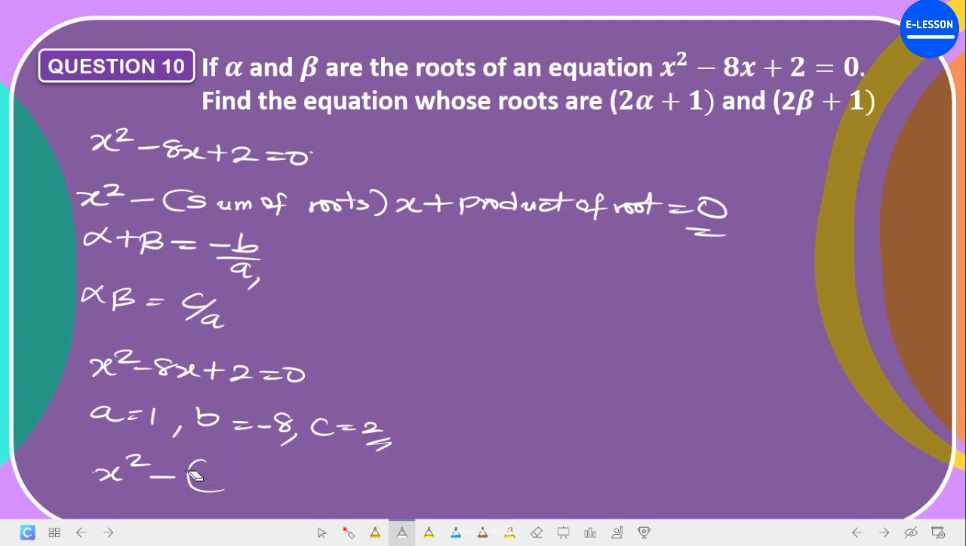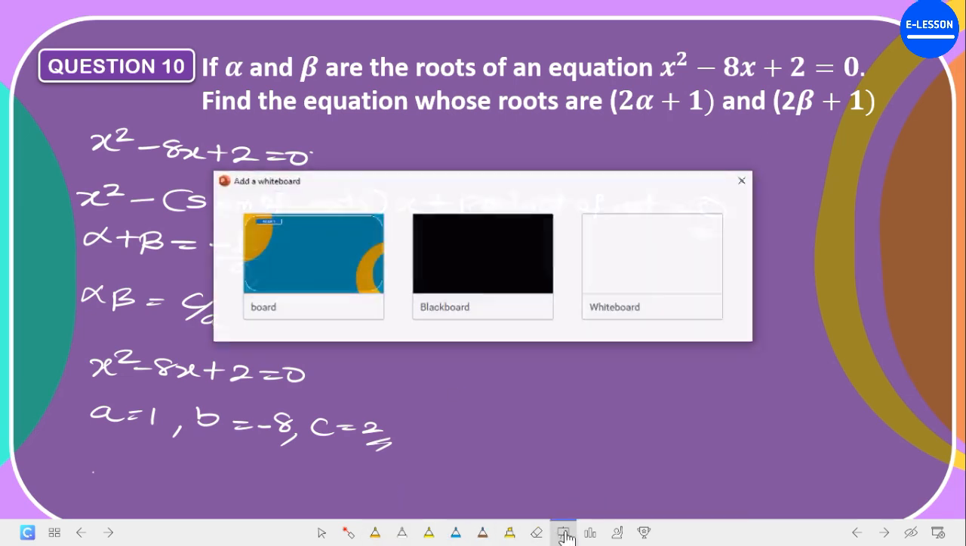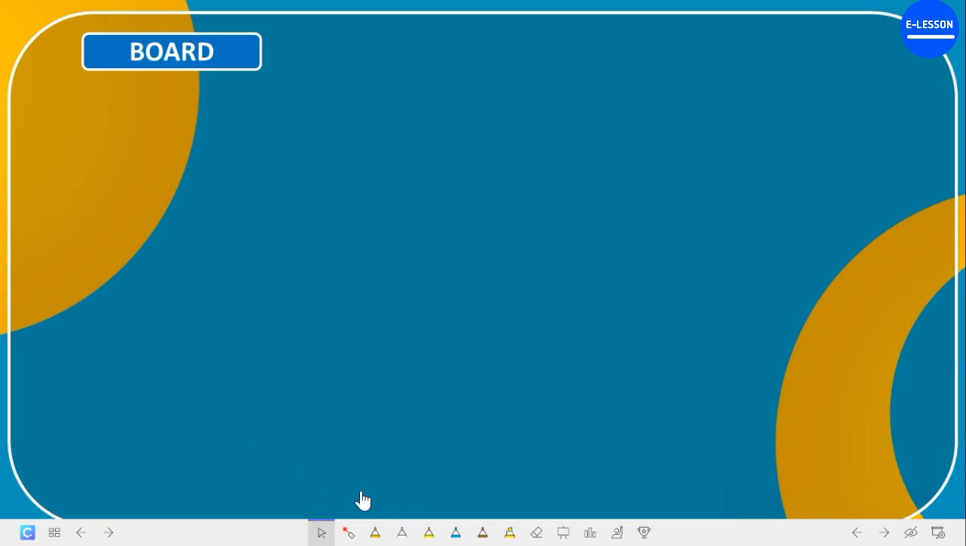When you add them together, whatever it gives to you is your answer. Now, first of all, let's calculate the sum of the roots. The roots given to you are what? 2 alpha plus 1, and 2 beta plus 1. Now, let's go to another part of the board and calculate that one.